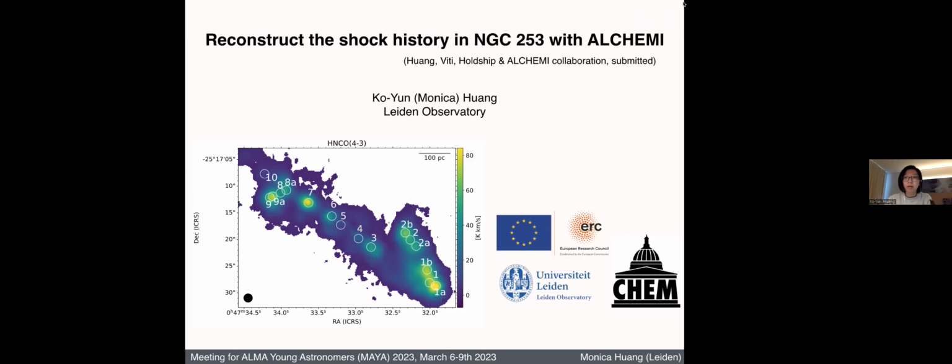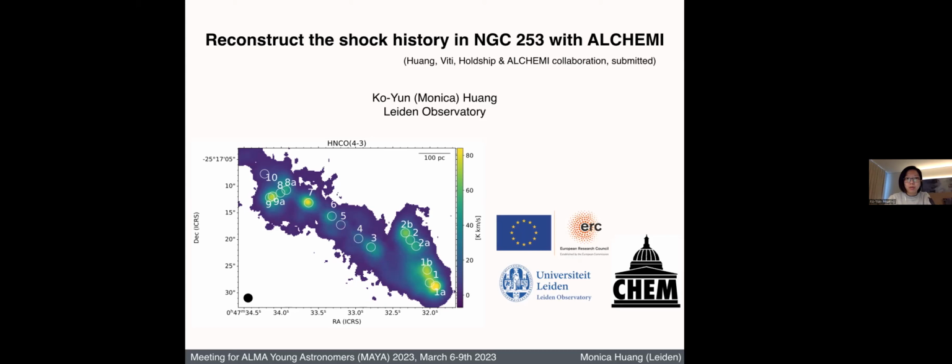So in this talk, I'm going to highlight some of our recent new results with ALCHEMI, which is the ALMA large program, where we imaged the nearby starburst galaxy NGC 253. In particular, in this paper that we just submitted, we studied the shock. And in the end phase of the study, we realized we are able to reconstruct a shock history, which is a pretty fun journey. So hopefully at the end of this talk, you will also enjoy it like we all do.